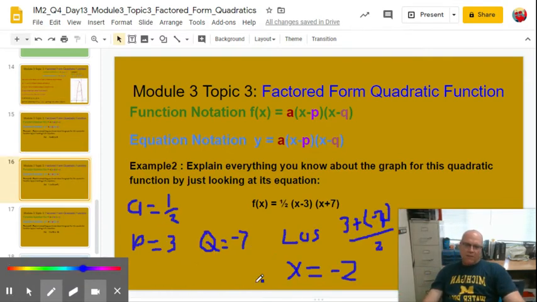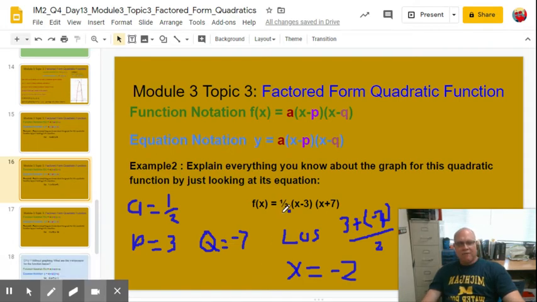All right, our next example, we had f of x equals 1/2 times (x minus 3) times (x plus 7). The a value is 1/2. So that tells us the parabola opens up, and there is a vertical dilation, there's a compression. So it's going to be a wider parabola. Our p value is 3, our q value is -7. So that means my zeros are 3 and -7, which means my x-intercepts are at the points (3, 0) and (-7, 0).